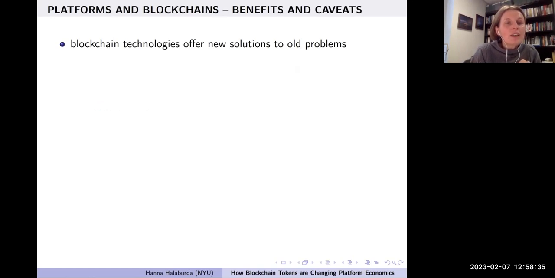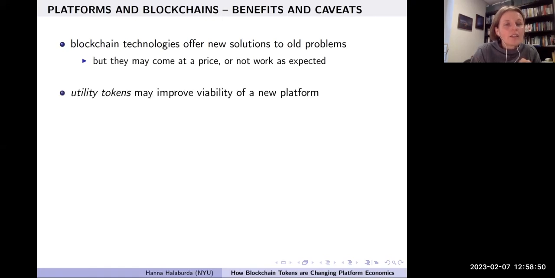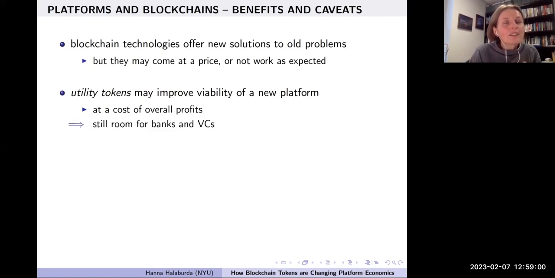So we have been looking at how platform economics is changed by blockchain technology, and specifically the tokens. Blockchain technologies offer new solutions to old problems, but they may come at a price or not work as expected. Specifically, we looked at utility tokens that may improve viability of a new platform, but at the cost of overall profits. So that means that there is still room for banks and VCs. Tokens work, but they are not going to displace the old industry.